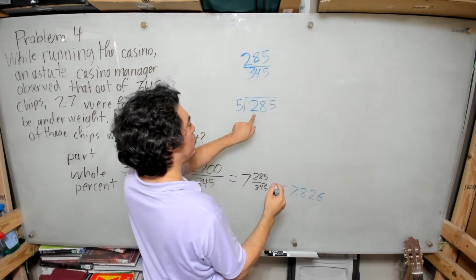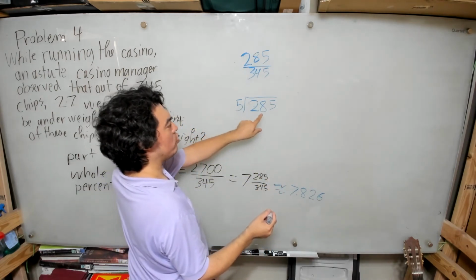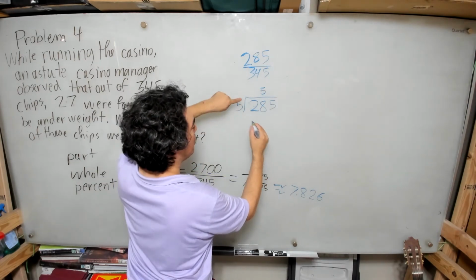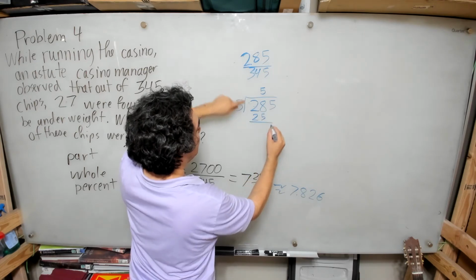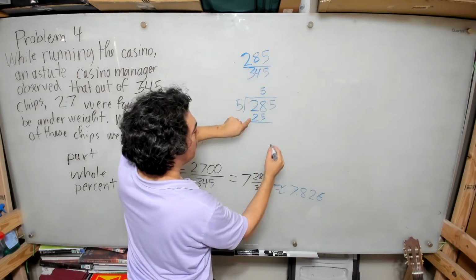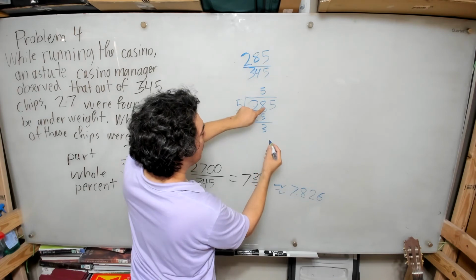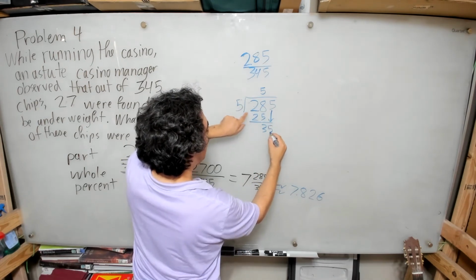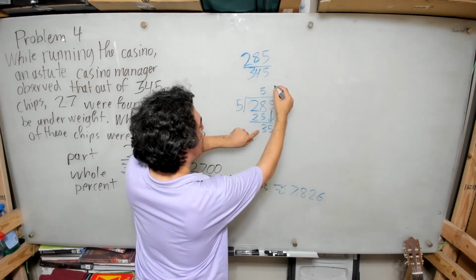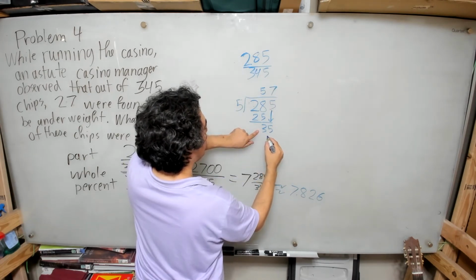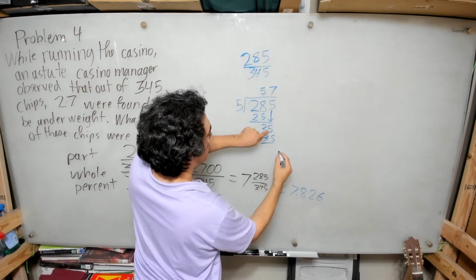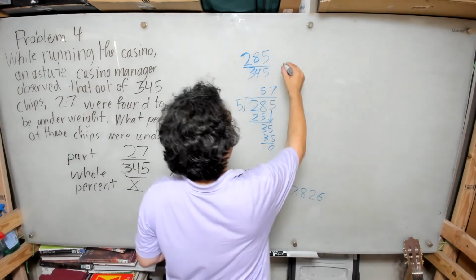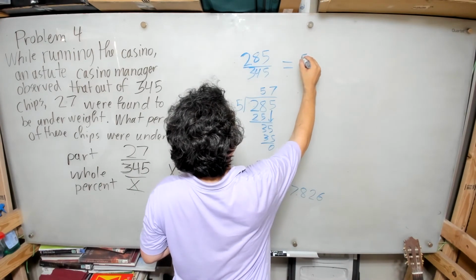5 goes into 2, it doesn't. 5 goes into 28 5 times, because 5 times 5 is 25. Then I do 28 minus 25. That's going to be 3, right? Because 8 minus 5 is 3, and then 2 minus 2 is 0. I'm going to bring down this 5, and I ask myself, 5 goes into 35. Aha! 7 times. So 7 times 5 is 35. 5 minus 5 is 0. 3 minus 3 is 0. So I'm going to replace the top with 57.